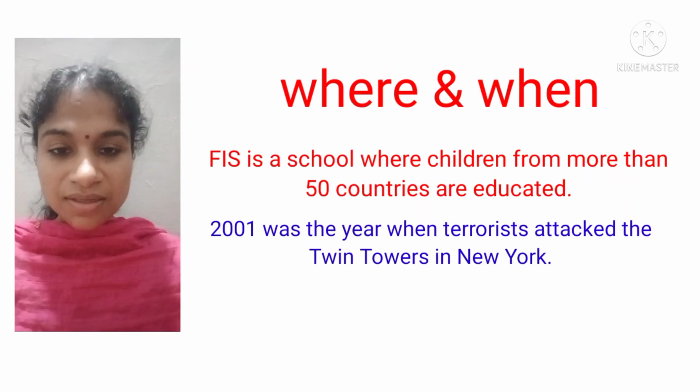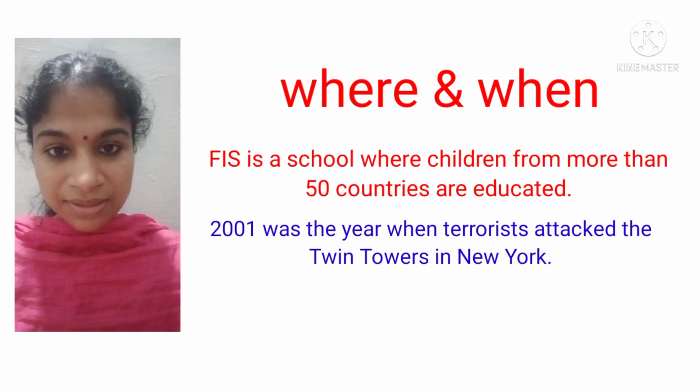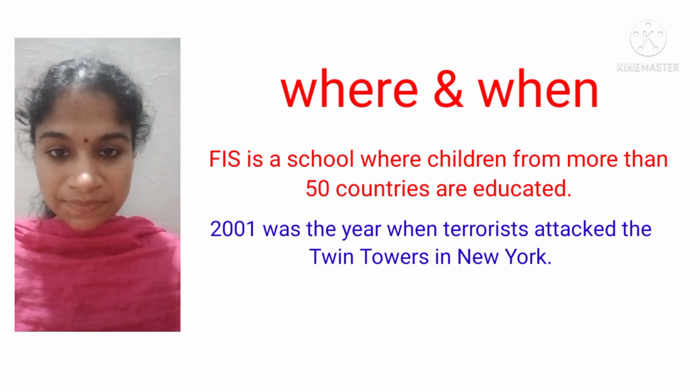Okay. The relative pronouns when and where are used with time and place. The first sentence is about place and the second one is about time.